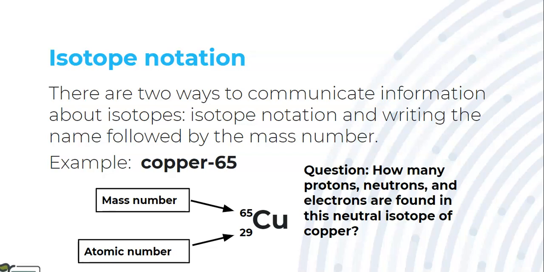Okay, so the question is, how many protons, neutrons, and electrons are found in this neutral isotope of copper? So I want you to try this for a second. Pause the video, and then if you think you know the answer, go ahead and press play. Or if you just want to see it worked out, you can just let it keep playing.